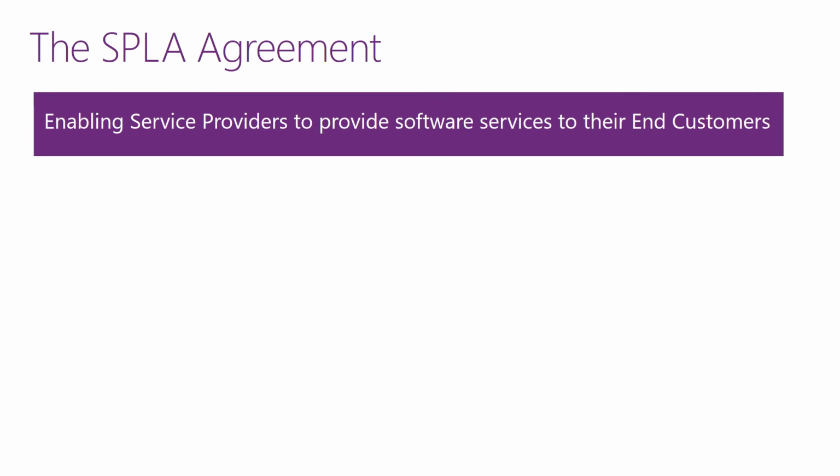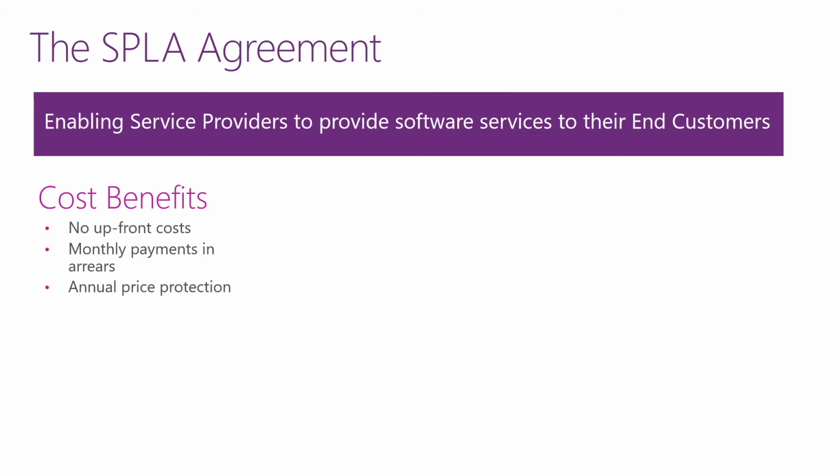And as we end this session, let's do a recap on some of the features, and actually their benefits as well, of the Services Provider License Agreement. We've seen that primarily it's there, of course, to enable service providers to provide software services to their end customers, and there are many benefits. The first are around cost, and we know that there are no upfront costs. There are just monthly payments in arrears based on what access a service provider has given to their end customers. And there's annual price protection too. We saw that if a service provider has deployed a particular version of a product, then there won't be price increases to that version during a year.